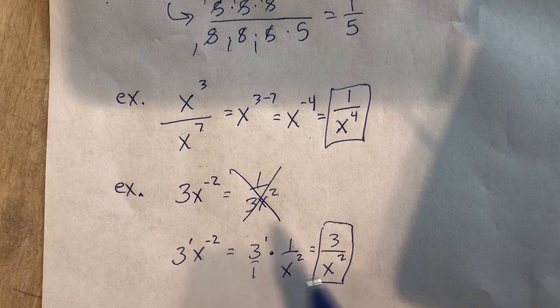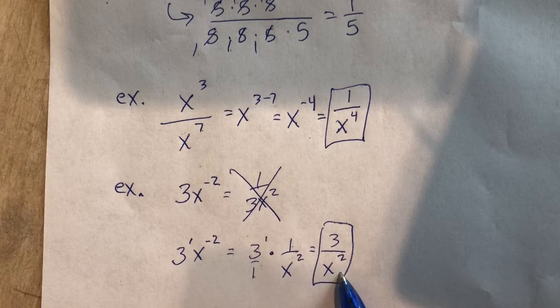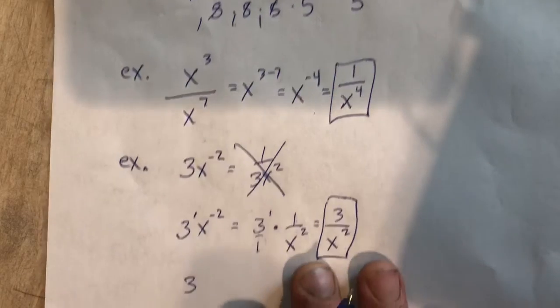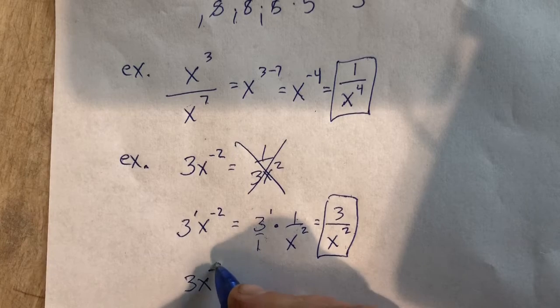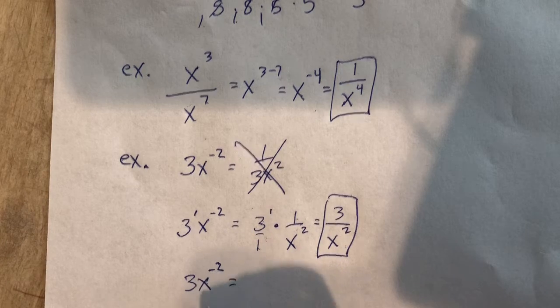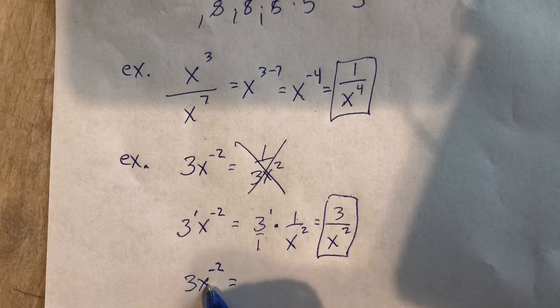Now, I'm never going to go ahead and do all of this to get here. I'm just going to go straight from 3x to the negative second power. I'm just going to go, okay, that one needs to become a fraction. It's going to move down.